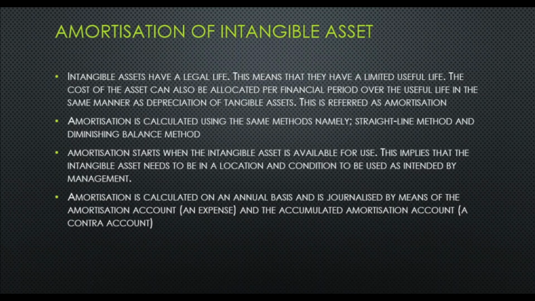Amortization starts when the intangible asset is available for use. This implies that the intangible asset needs to be in a location and condition to be used as intended by management. Amortization is calculated on an annual basis and is recorded by means of the amortization account, which is an expense account, and the accumulated amortization account, the contra account.